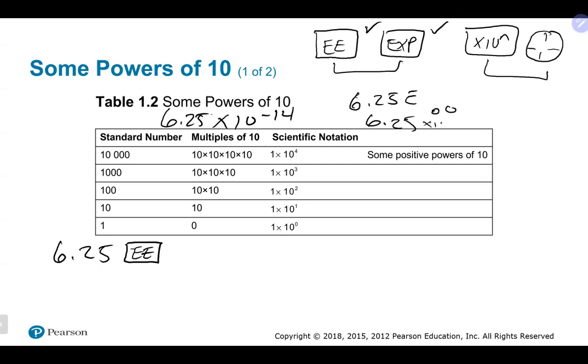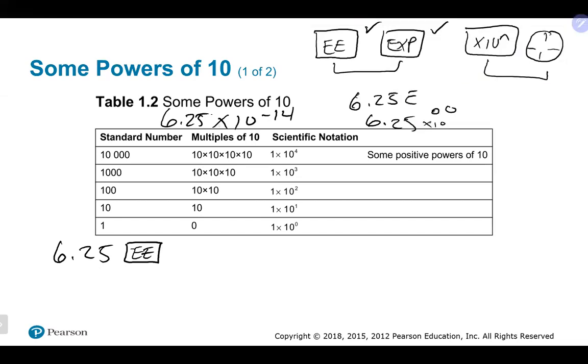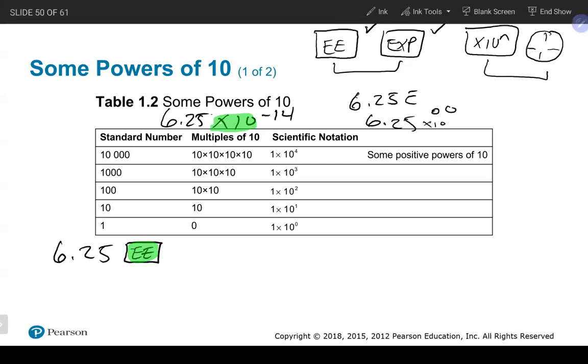Maybe it may even say times 10 on the bottom, really small, but it will pop up one of those 2 things when you hit those buttons. So when you hit the EE button or EXP button, that's typically what you would do. When you hit that EE button, that represents this part of the number. It represents the times 10 part.